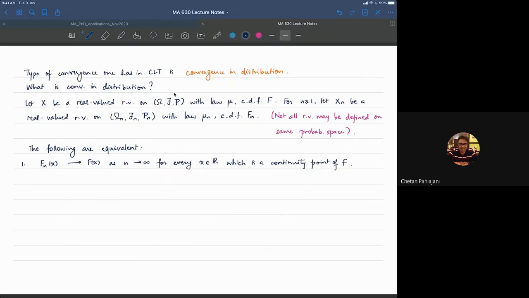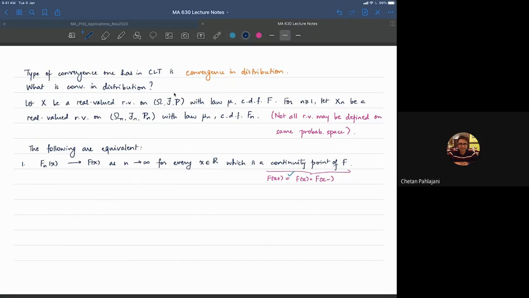Now, you know what a continuity point of f means. This means that f of x equals f of x minus. Right, so that's what a continuity point means. Because remember, continuity point means f of x plus must equal f of x must equal f of x minus. But remember that this first equality is always true because our CDF is right continuous. All right, so the first way to say convergence in distribution is that fn of x converges to f of x as n goes to infinity for every x in R, which is a continuity point of f.